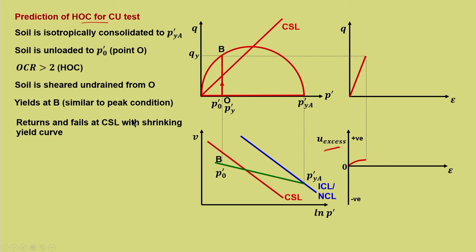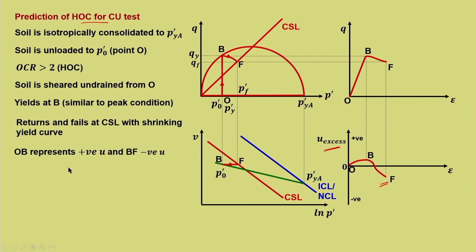It returns and fails at the critical state line with a shrinking yield curve. This also we have already discussed. So, this is the failure point F. Okay. So, it fails at F and QF and P dash F are the failure stresses, and strain softening behavior in the q-epsilon plot, and you can see that it more or less becomes a negative pore water pressure at failure for OC sample, because the tendency to dilate in a drained test is the same as negative pore water pressure at failure in OC.